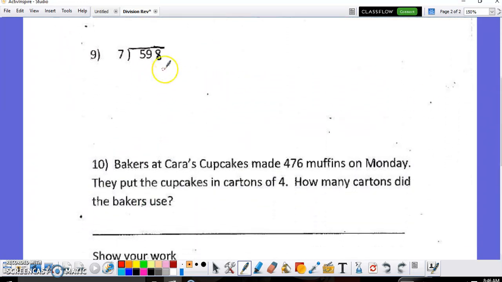Number 9, a 3-digit dividend by a 1-digit divisor. The only hint I'll give you here, make sure that you are dividing first into the 59. 7, 14, 21, 28, 35, 42, 49, 56. And those 8 tally marks that I have over here go above the 9 because I've divided into the 59. Then you multiply 7 times 8 and your answer goes here, and that's when you subtract.